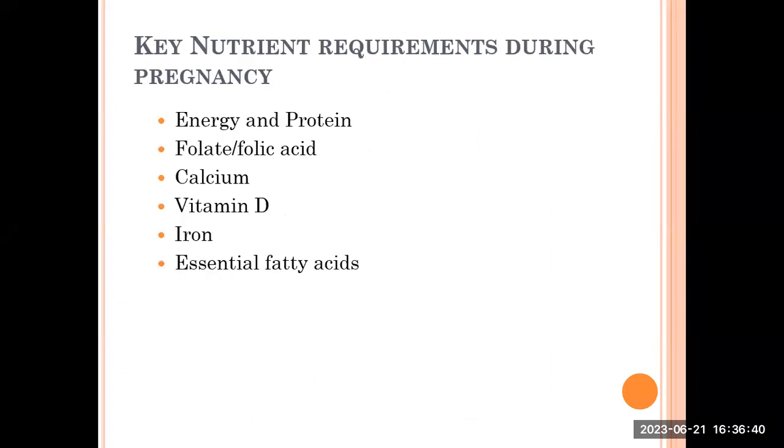Now, there are important key nutrients. I'm not going to highlight all the nutrients. The real state of affairs is that a pregnant woman should have a number of nutrients.